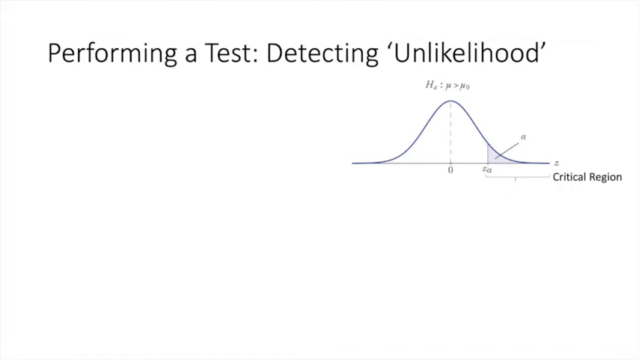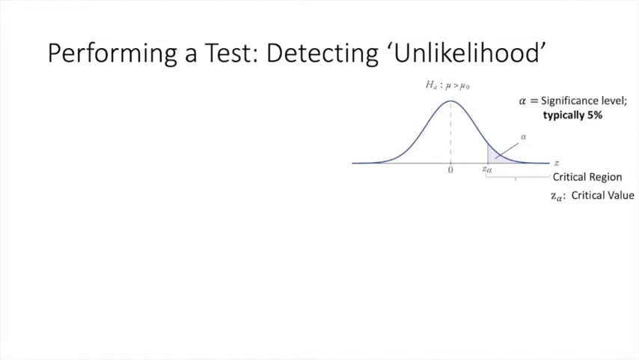The portion of the z-axis under the shaded part is called the critical region. If our observed statistic, that is the sample mean in this case, falls within the critical region, we reject the null hypothesis H0. The start of this critical region is also called the critical value, and it is marked by z alpha. The significance level alpha represents the shaded area under the curve. Typically, it is 5%.